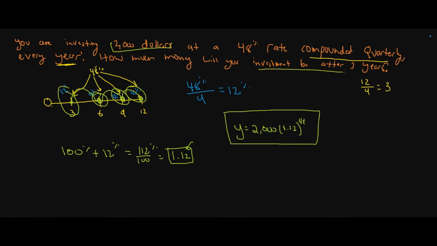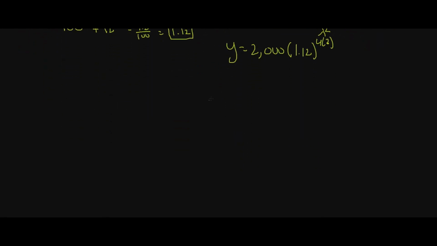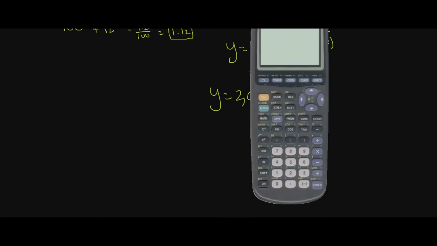Now, if I want to find out how much I'm making after 3 years, well, we plug in 3 years for t, because that's time. So y is equal to 2,000 times 1.12 raised to the 4 times 3, which is going to become 12. So I get y equals 2,000 times 1.12 to the 12, because 4 times 3 is 12. Plug this into your calculator, and then we are just in the home stretch.